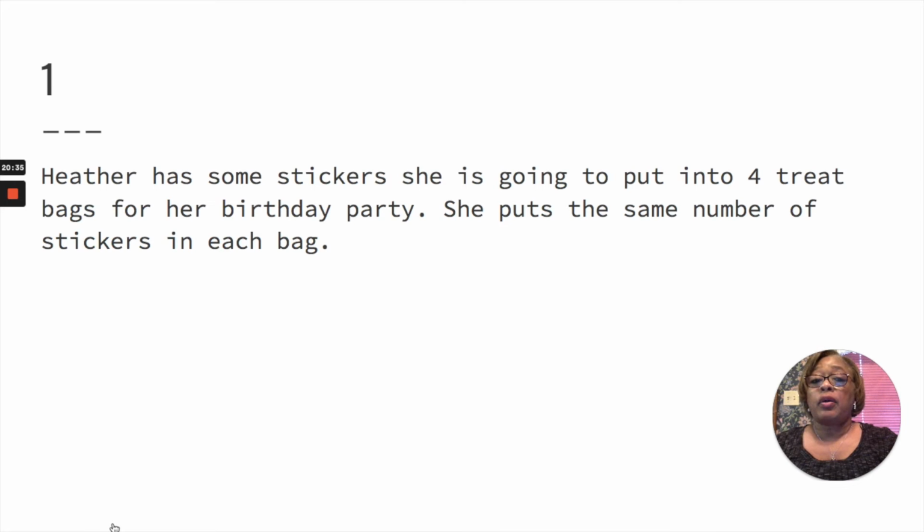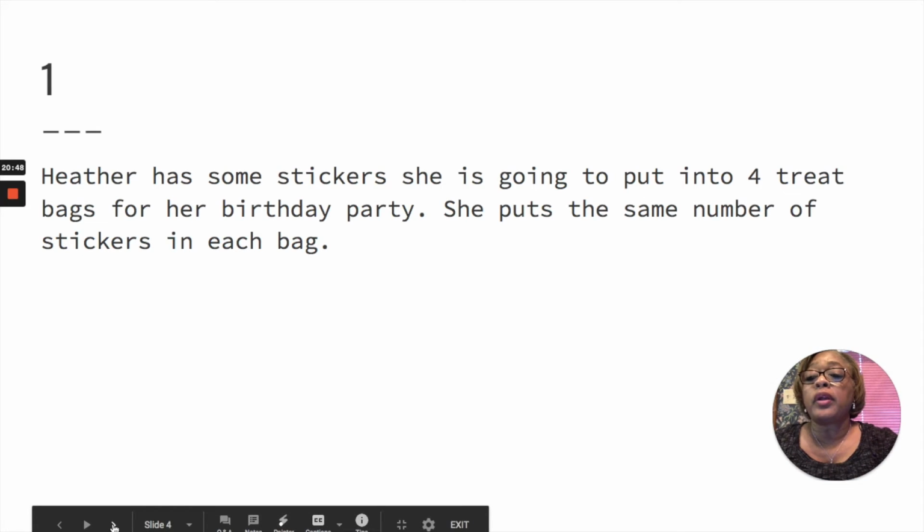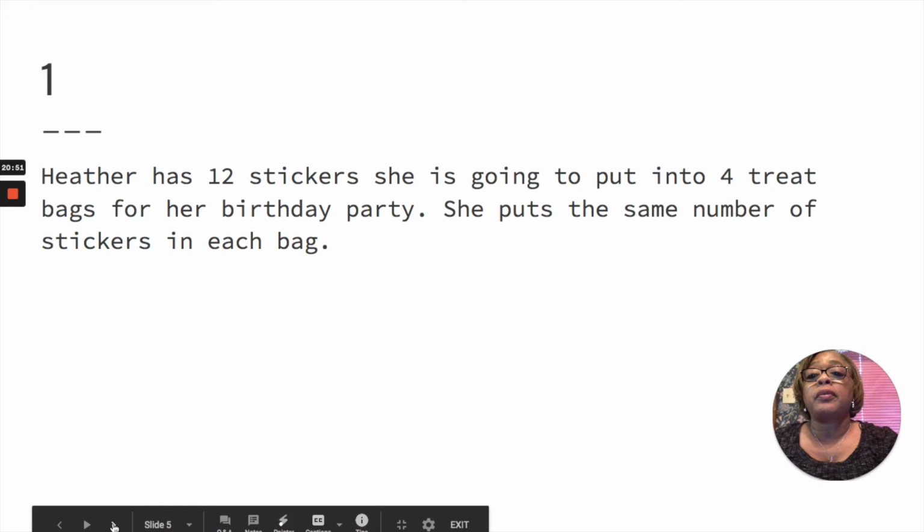So then I introduce one number. So now I know that she has 4 treat bags. So she's going to put these stickers into 4 treat bags for the party. So I know a little bit more. What are some questions you may have? What's something you notice? What's something you wonder about this problem now?